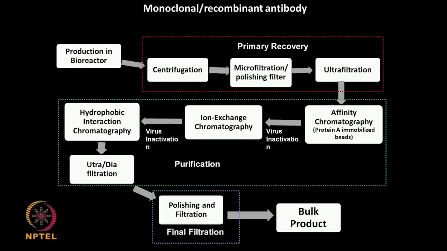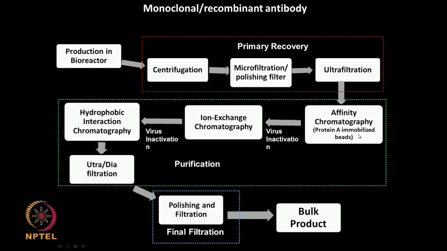Now, let us go further down into complications. Now, we are looking at a monoclonal recombinant antibody. In that, as you can see, after the bioreactor we have the primary recovery, and then we have the purification, and then final filtration. So, initially again you have a centrifuge, and then we have another filter, two types of filter, as you can see, polishing filter as well as the ultrafilter. So, microfilter followed by the ultrafiltration. Microfiltration removes larger material, ultrafiltration removes smaller material.